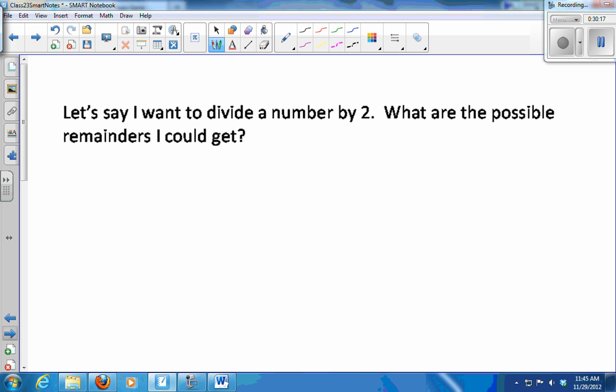All right, so let's say I want to divide some random number by 2. Any number, pick a number. What are the possible remainders I could get?